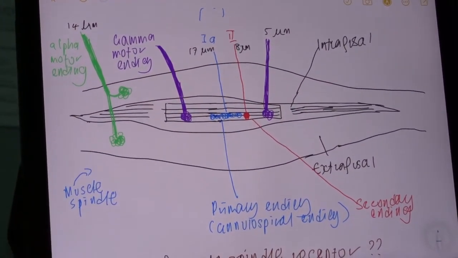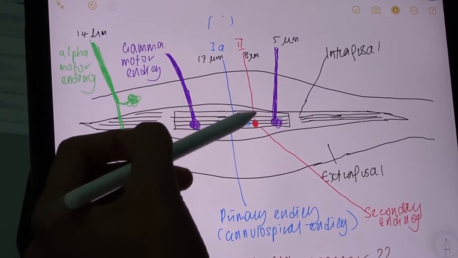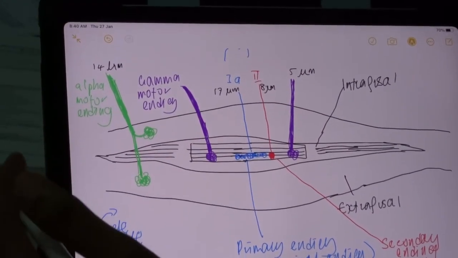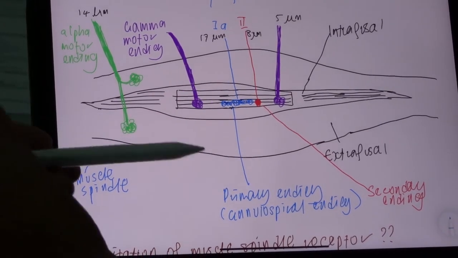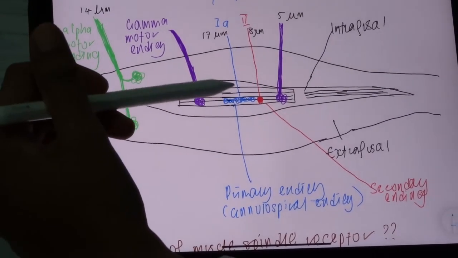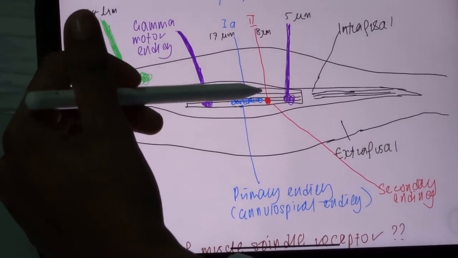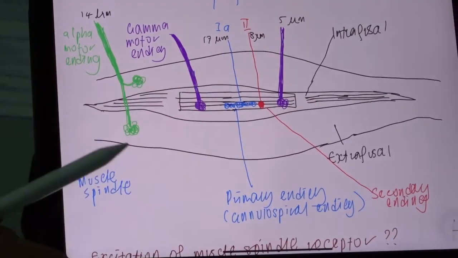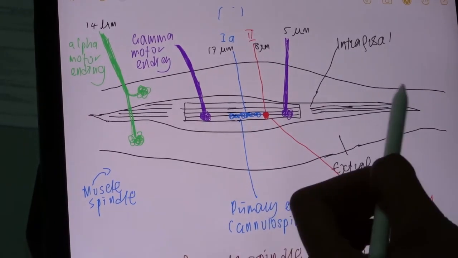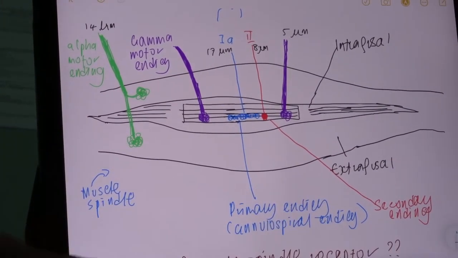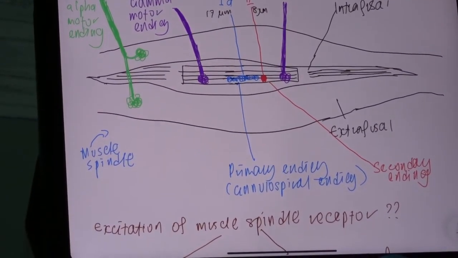Another thing I'm going to explain is the primary ending and the secondary ending. What is their function? To send the impulses. The primary one has another name, annulospiral. They branch like an annulospiral over the spindles here. Then why is it called intrafusal? It's because of the shape, the fusiform shape.